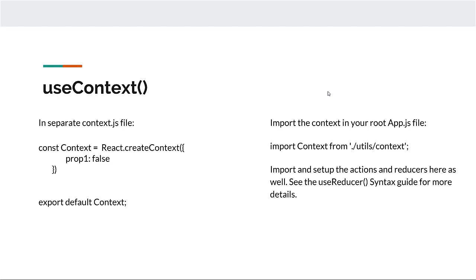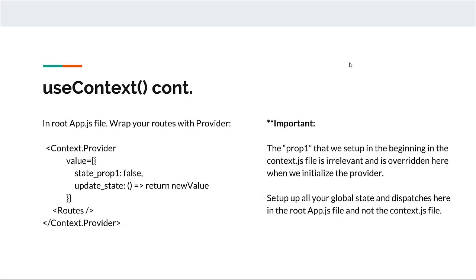After importing it to the root app.js file, you have to wrap all your routes with the context provider, as you see here. Then the context provider takes a value prop, which can be a JavaScript object that contains many properties itself. And these properties are all user defined, and you can make them either a value or an arrow function. And this is why I mentioned in the last slide that setting up the initial value in the context is irrelevant, because they're all updated right here in the value prop. So if you want to set values or functions, you have to do them here in the app.js file. Setting up props in the context file does not do anything.